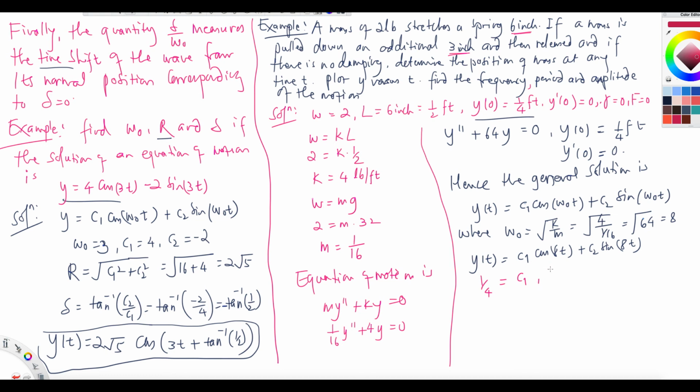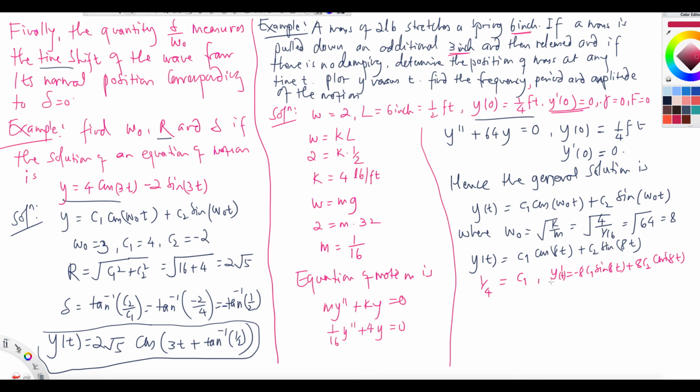Now let us find y prime, because I want to use y prime of 0 equals 0. Y prime equals negative 8 C1 sine 8t, because the derivative of cosine is negative sine. And you need to find the derivative of the inside thing. It is like cosine u, whose derivative is negative sine u times u prime, and u prime is 8. That's why I wrote negative 8 there. And then plus 8 C2 cosine 8t, because the derivative of sine u is cosine u times u prime, and u prime is 8.